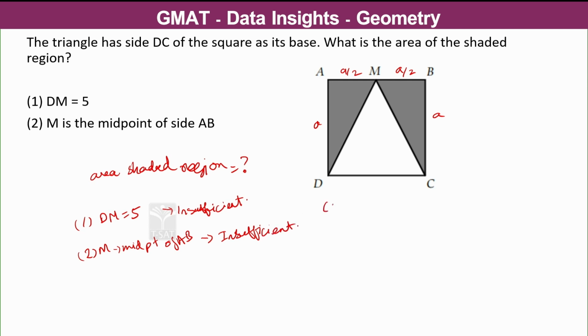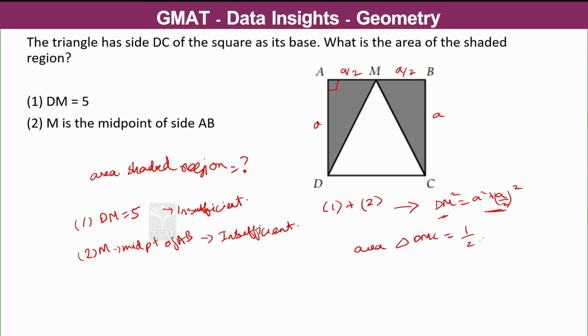Now, let us look at statements 1 and 2 together. So, when we look at them together, we will know that DM is equal to 5 and also that M is a midpoint of side AB. Okay. So, when M is a midpoint of side AB and these two sides are A and A by 2, using the Pythagoras theorem, you will be able to say that DM square is equal to A square plus (A by 2) whole square. Substituting the value of DM, you can find the value of A, that is the side of the square. Hence, you can calculate the area of the square, and the area of the triangle DMC also can be calculated.